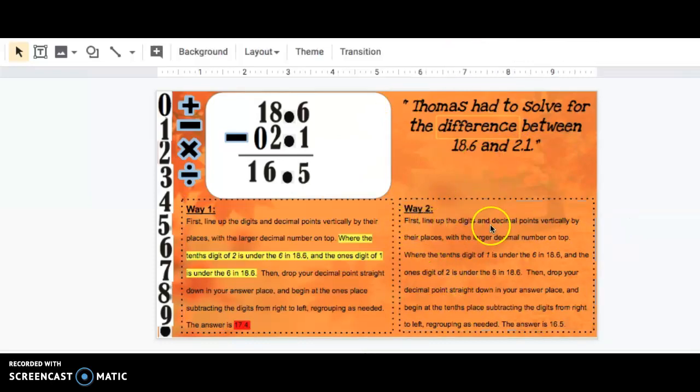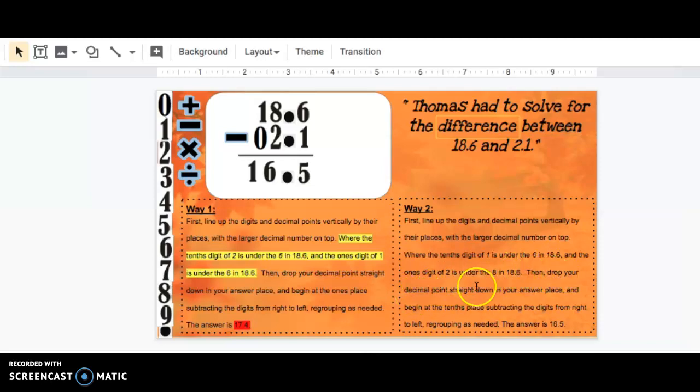It says first line up the digits and decimal points vertically by their places with a larger decimal number on top. Okay, larger decimal on top, lined up my decimal, we're good to go. Where the tenth digit of 1 is under the 6 in 18.6, and the ones digit of 2 is under the 8 in 18.6, which is correct. The 1 in the tenths place is underneath the 6 in the tenths place. The 2 in the ones place is under the 8 in the ones place of the top number. So far that's correct, and that's where way 1 messed up.